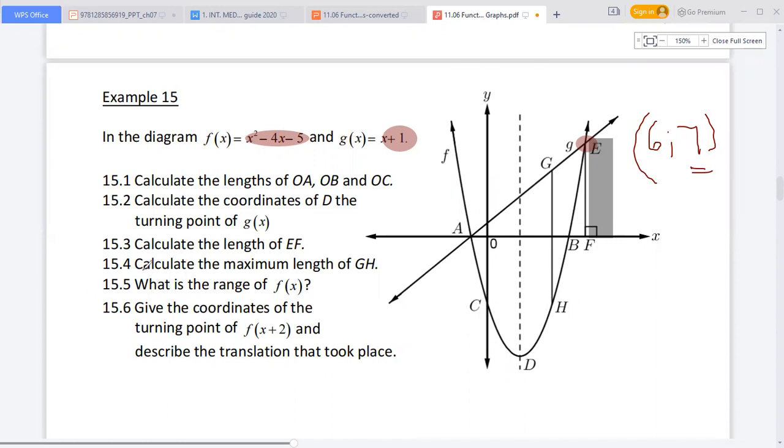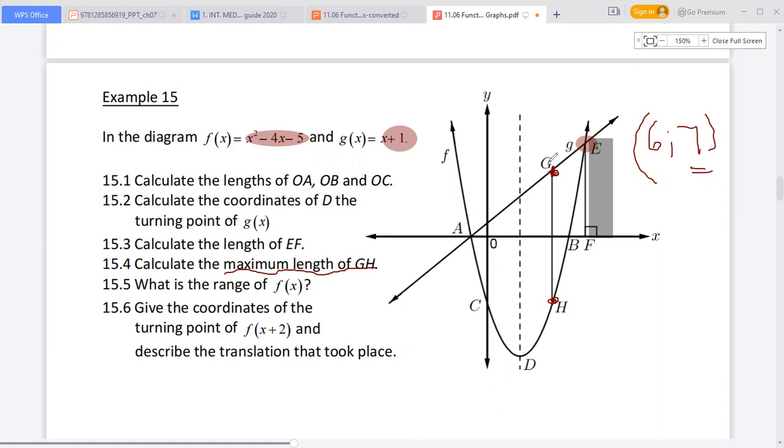If you don't understand that, please let me know. And then calculate the maximum, right? These are the kind of questions I was telling you about. For you to find the maximum, it means the maximum of GH, right? Here you can see, I told you about the minimum and maximum when you are just focused on the parabola alone.